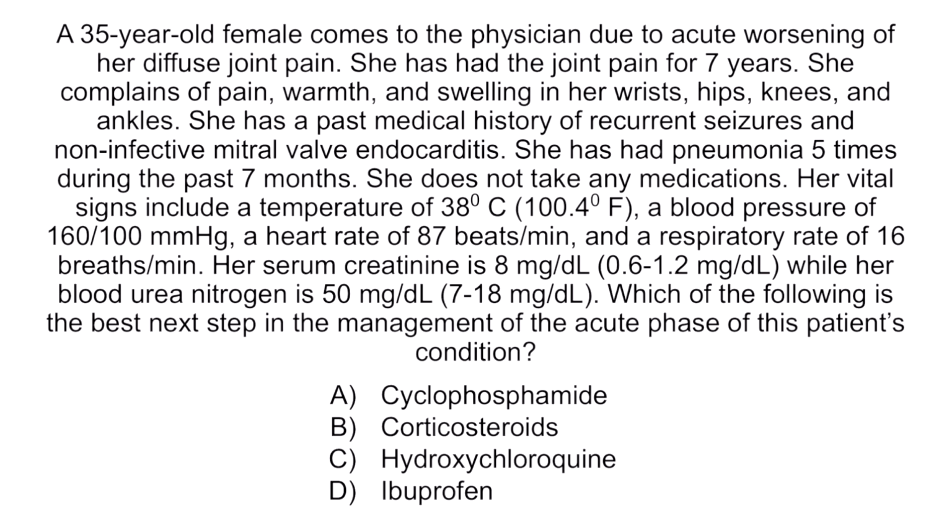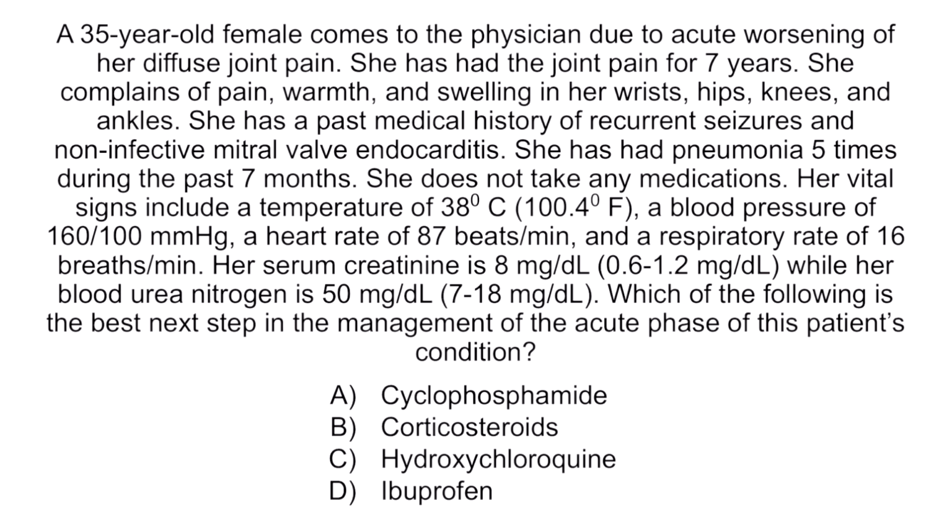She complains of pain, warmth, and swelling in her wrists, hips, knees, and ankles. She has a past medical history of recurrent seizures and non-infective mitral valve endocarditis. She has had pneumonia 5 times during the last 7 months. She does not take any medications. Her vital signs include a temperature of 38 degrees Celsius, blood pressure of 160/100, heart rate of 87, and respiratory rate of 16. Her serum creatinine is 8, while her blood urea nitrogen is 50.